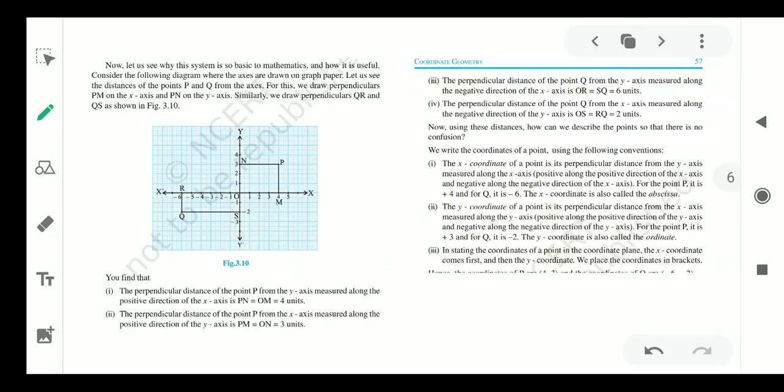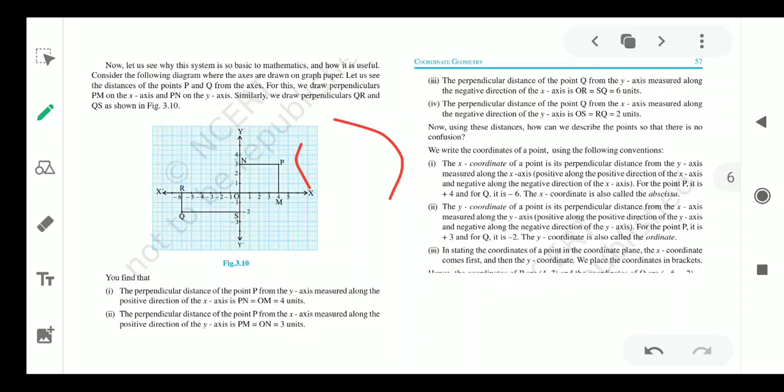Okay. Next, let us see how to represent points on a plane. For example, see here, one point is there, another point is there. Each and every point on the plane can be represented by 2 numbers. One is the x coordinate and the other is the y coordinate. The x coordinate we take from the x-axis.